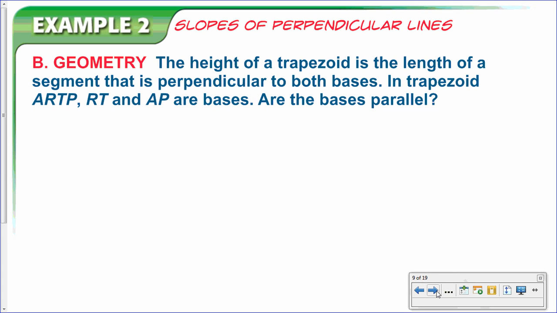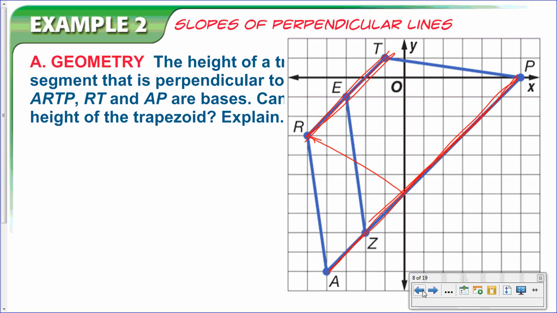Okay, the height of a trapezoid is the length of the segment that is perpendicular to both bases. And in trapezoid ARTP, RT and AP are bases. Are those two bases parallel? How do I know for sure? Check the slope. How do I check the slope? I can count rise over run, and then I can also use the formula. So what's the ordered pair for that point?